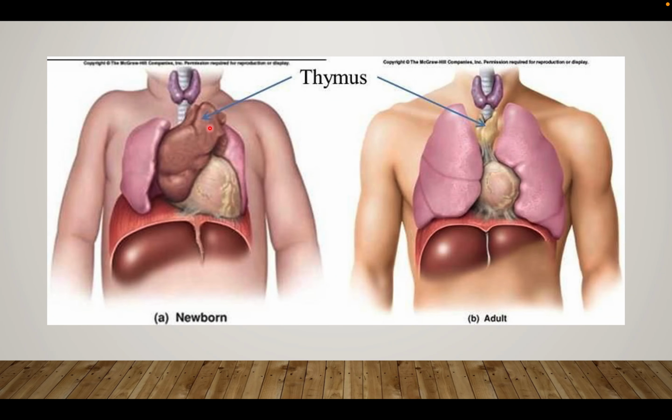So here you can see it again. In a newborn, quite large, covering most of the heart here. So you can see relative to the size of the heart, the thymus is very, very large. In an older individual, an adult, you can see that the thymus is very small. It has been replaced largely by fat and connective tissue, and is not nearly as large as it was in a younger individual.